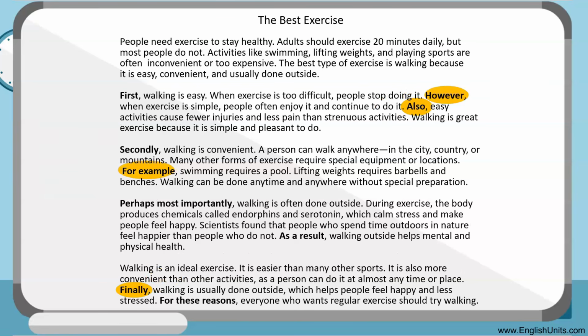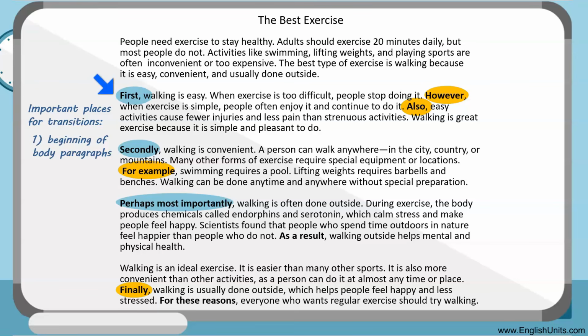So where should we add them? There are a few important places for transitions that I recommend. One is using transitions at the beginning of body paragraphs. So I added 3 of those: first, secondly, and perhaps most importantly. If you read the first sentences of the body paragraphs: first, walking is easy. Secondly, walking is convenient. Perhaps most importantly, walking is often done outside. Do you see how those transitions help the body paragraphs to flow one to the next?